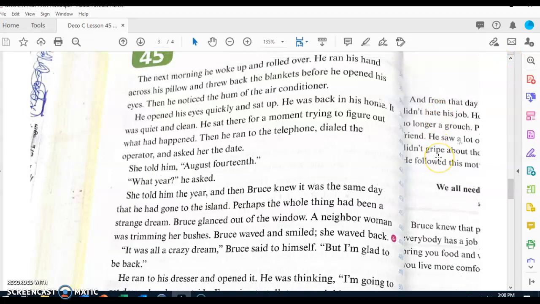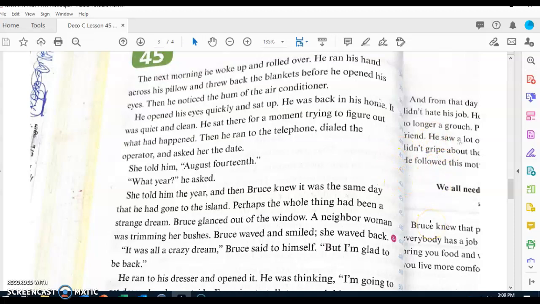The next morning, he woke up and rolled over. He ran his hand across his pillow and threw back the blankets before he opened his eyes. Then he noticed the hum of the air conditioner. He opened his eyes quickly and sat up. He was back in his home. It was quiet and clean. He sat there for a moment trying to figure out what happened. Then he ran to the telephone, dialed the operator, and asked her the date. She told him August 14th. What year? he asked. She told him the year, and then Bruce knew it was the same day that he had gone to the island.